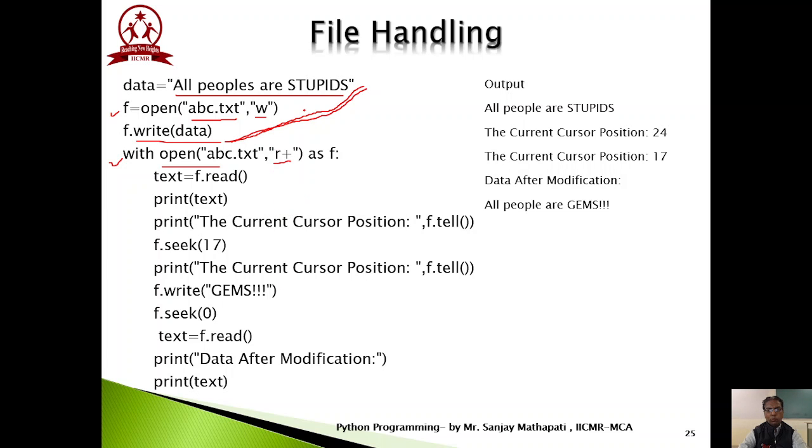We know that if I use only r, it allows only reading. If I use w, it allows only writing. But whenever I use r plus, it allows both read and write operations on the file. So here we have again created one file object f, pointing to the file abc.txt. The significance of with is that we need not use the close method to close the file. And remember the indentation: all these lines must be indented within the with block.